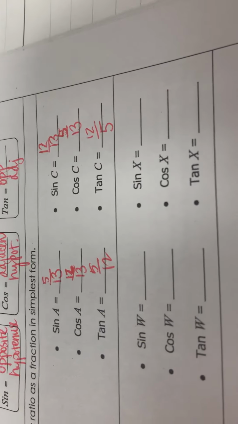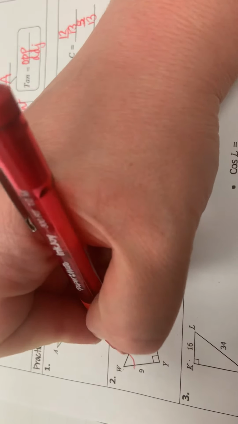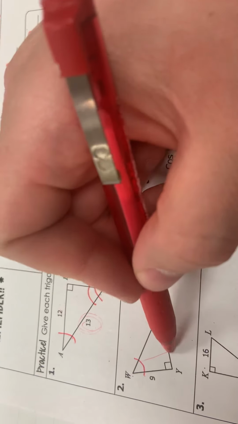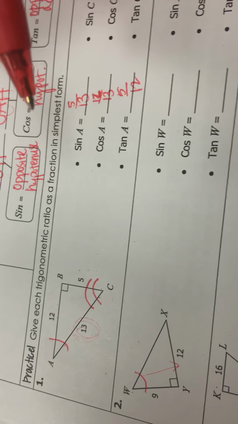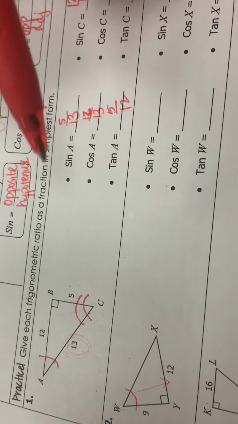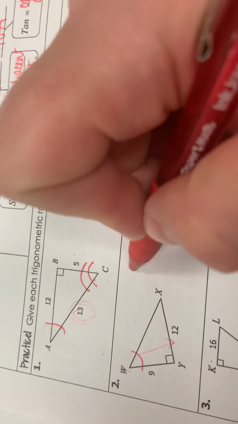So it's just kind of knowing where they are on the triangle. And this is for right triangle trigonometry. Okay, sine of W, so let's look at W, is opposite over hypotenuse. But look, we do not have the hypotenuse. So we're actually going to have to solve for the hypotenuse. In order to do that, we're going to use the Pythagorean theorem.